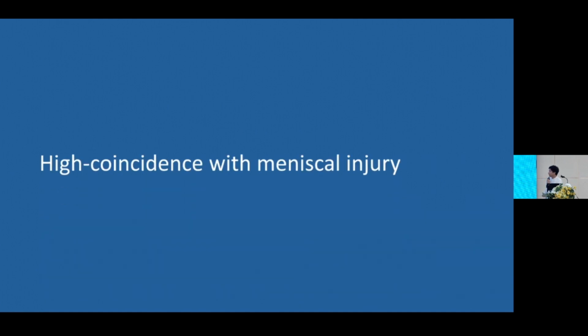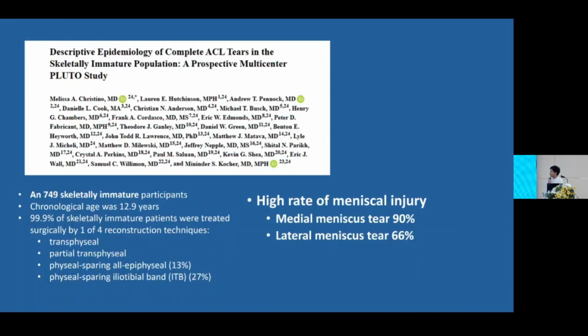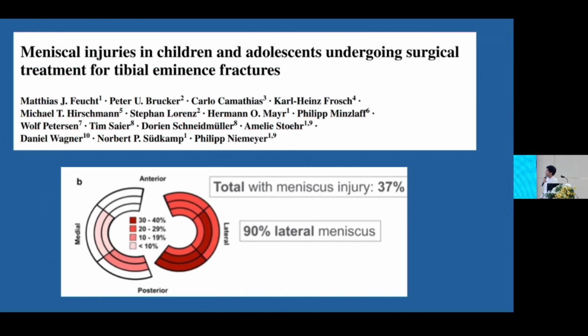Okay, the second key: why is adolescent ACL different from adult ACL? Because of the high coincidence with meniscal injury. A prospective multi-center study showed a high rate of meniscal injury. The medial meniscal tear is up to 90%, but the lateral meniscal tear is around 66%. In tibial eminence fracture, there is also meniscus injury, mainly lateral meniscus, up to 90%. You need to examine the patient with an ACL injury for a meniscus injury too.